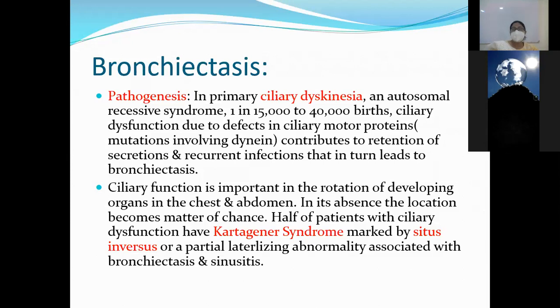Ciliary function is important in the rotation of developing organs in the chest and abdomen in the fetus, and in its absence, the location becomes a matter of chance. Half of the patients with ciliary dysfunction have Kartagener syndrome. Anyone can ask what is Kartagener syndrome? It is basically a ciliary dyskinesia with situs inversus or a partially lateralizing abnormality, associated with bronchiectasis and sinusitis.